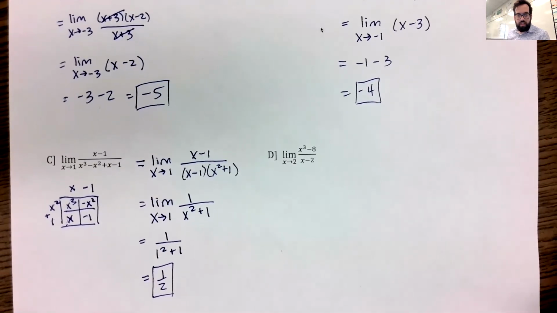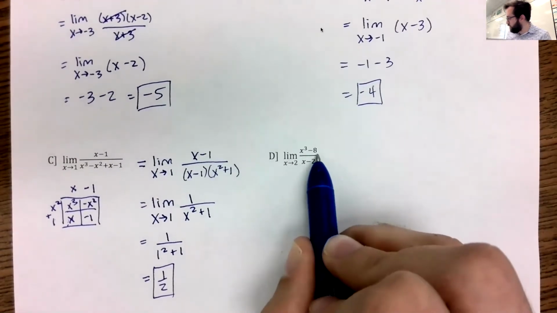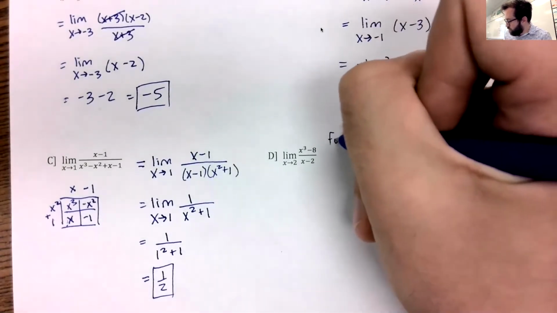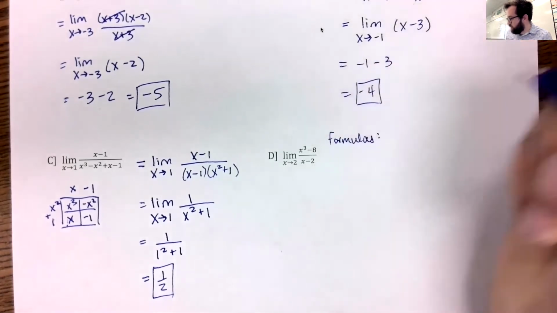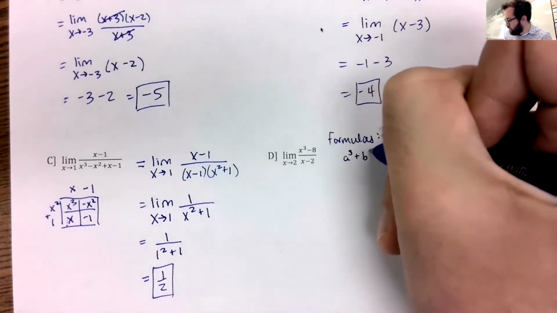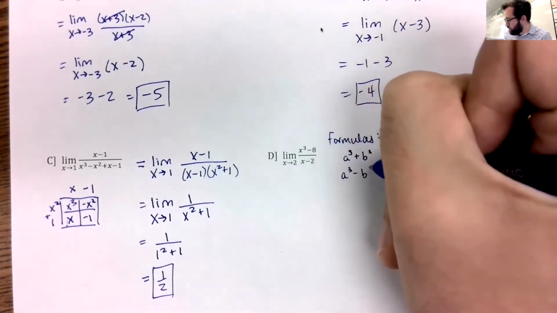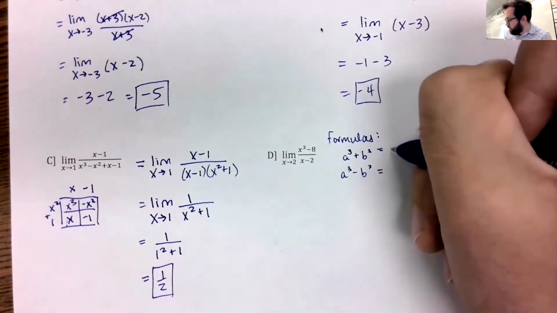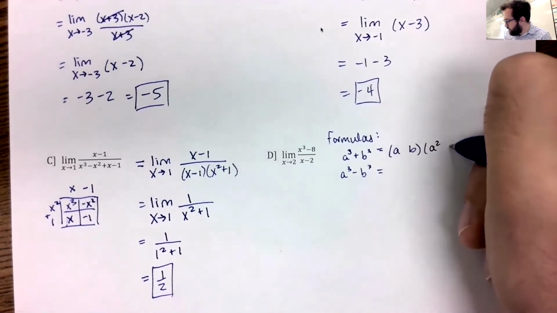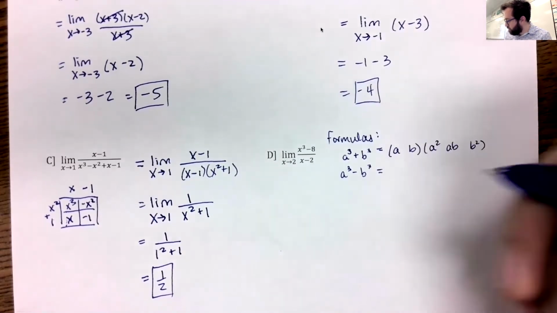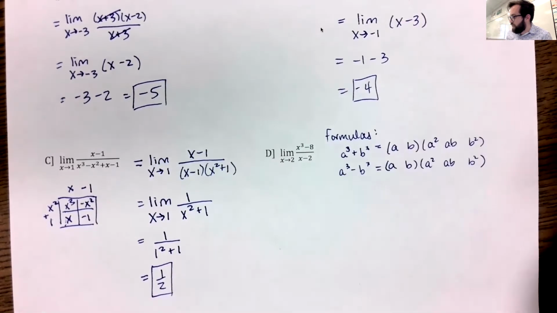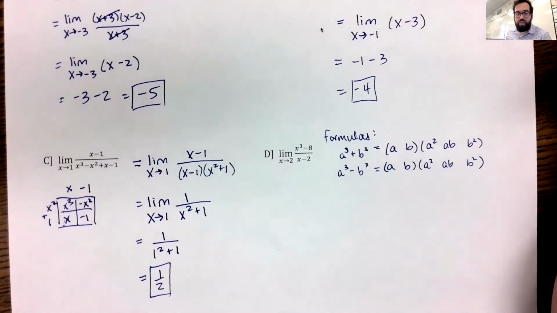Let's try letter D. This time we have a difference of cubes. So let's just remember this formula, as I believe you learned these in Algebra 2. We have sum of cubes and a difference of cubes. And what you need to remember is that there's an A plus or minus B factor and an A squared plus or minus AB plus B squared factor. And then we use SOAP to fill in the blanks.